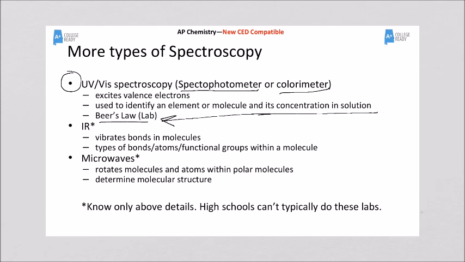IR and microwave spectroscopy, as it says at the bottom, you only really need to know these minor details. You might have one question on the AP exam. We unfortunately would not be able to do this at school. So IR spectroscopy vibrates bonds in a molecule, so we could tell types of bonds. Functional groups might be like OH groups and other attachments to a carbon compound. For microwave, this rotates molecules and atoms, especially polar molecules. That's kind of a key, so we can detail a structure.